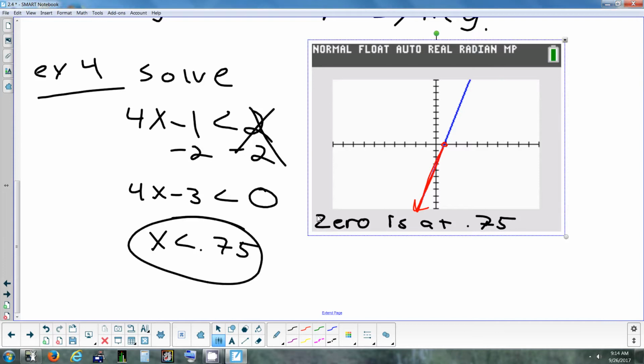If you plug in something bigger than 0.75, let's say you plug in 2. Well, if you plug in 2, you're going to get a value up there. That's not going to be less than 0. It's going to be more than 0. Okay. So that's the first method for solving an inequality on the calculator. Any questions on that method?